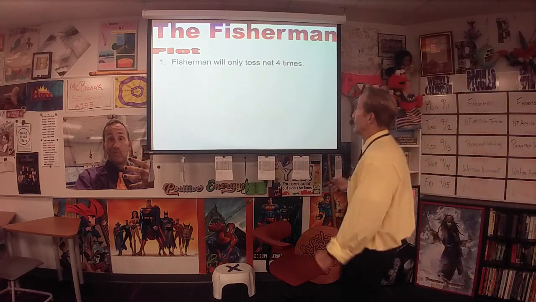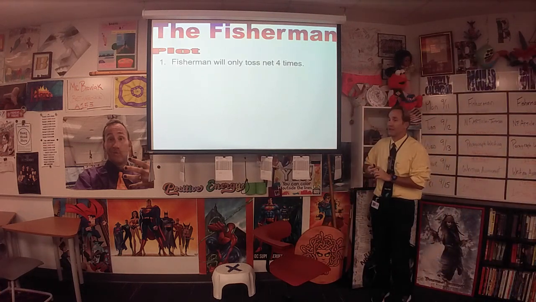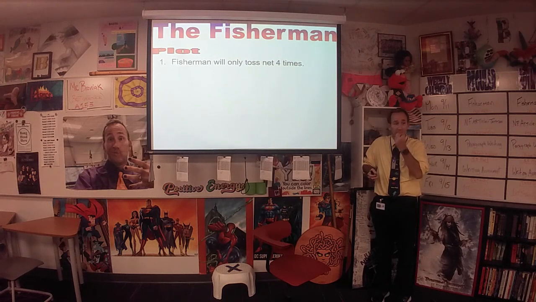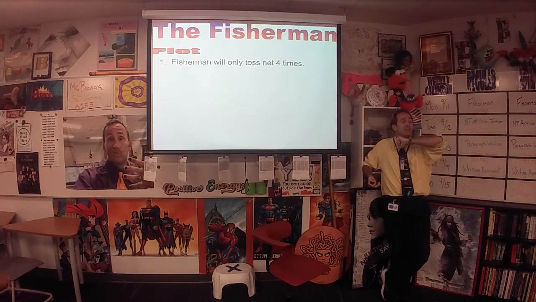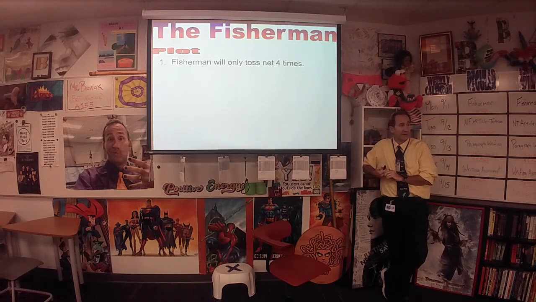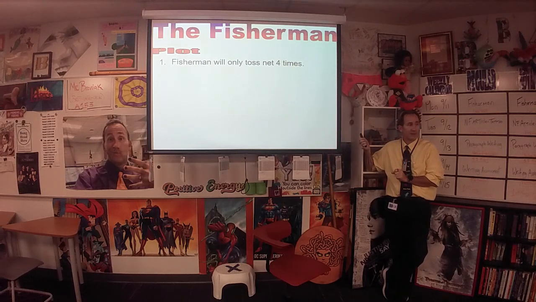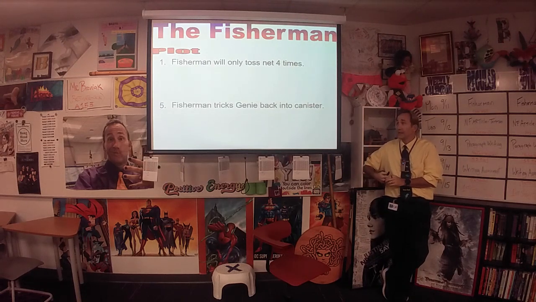Good job, Rahil. Yes, I put the fisherman's only going to toss his net 4 times. Something about the fisherman and what he's doing when he goes out there. Then, jumping back Crawford to number 5, what's the last thing that's going to happen in the story? Fisherman traps the genie in the vessel and throws it in the sea. Works for me. Fisherman tricks genie back in a canister. Very much the same. I'll give you number 3.